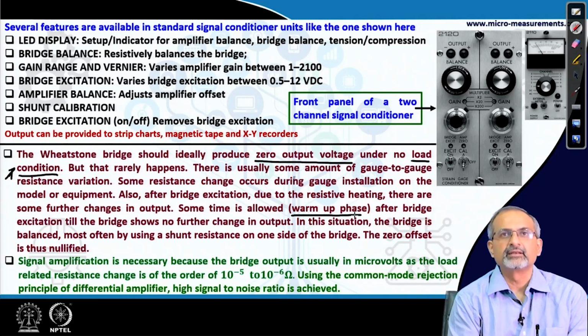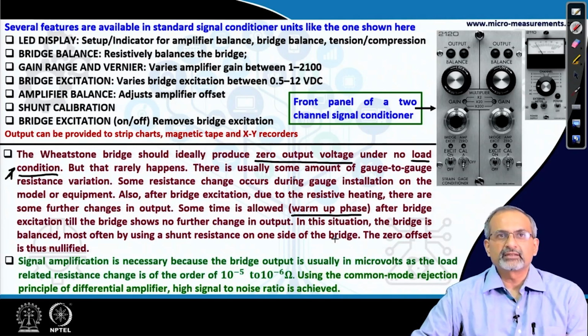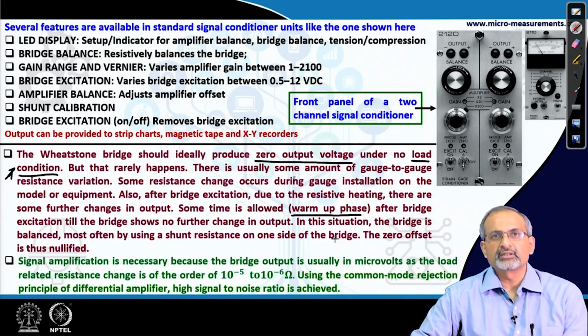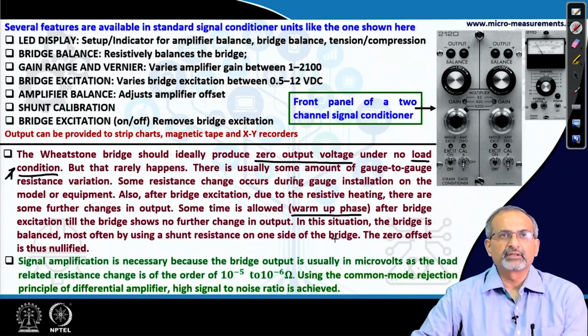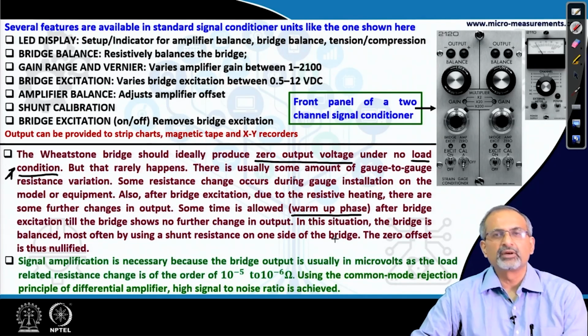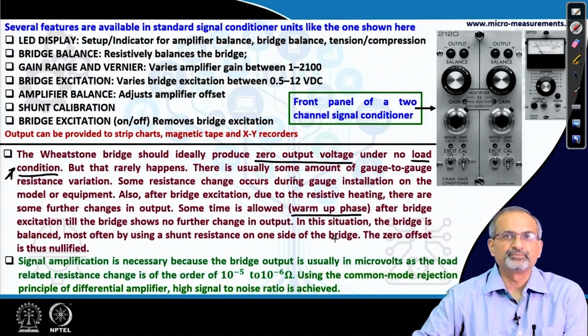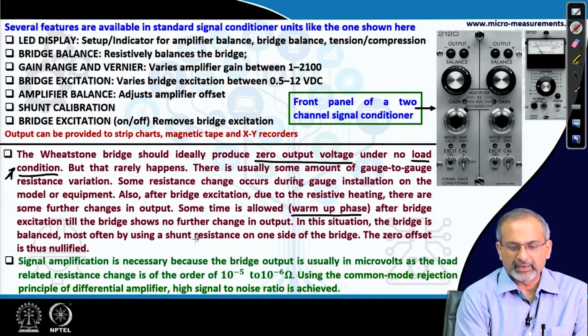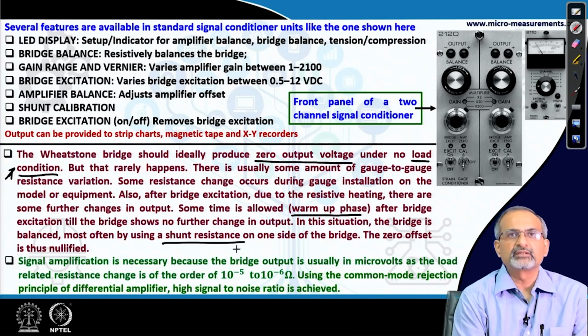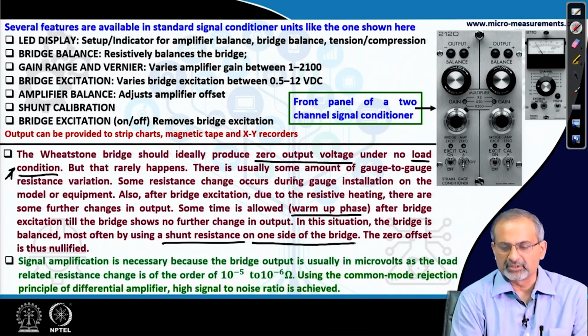There is a warm up phase of the transducers, which has to be allowed after the bridge excitation is initiated, so that the bridge shows no further change in output after a certain period of time. Only after that the bridge needs to be balanced, otherwise it will again drift away from 0. So, the 0 offset is nullified in this way. And how is it done? It is done by using a shunt resistance on one side of the bridge.